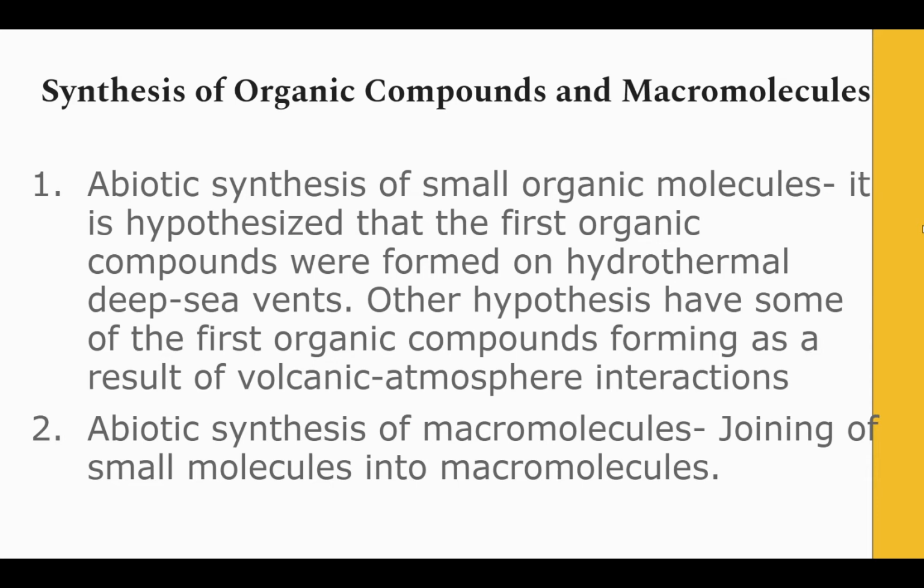Abiotic synthesis of small organic molecules. That's our first step. We have to get our first amino acid type thing, right? Because right now it's just a bunch of atoms chilling. So it is hypothesized that these formed in a couple different ways. One is deep sea vents, and the other is volcanic atmospheric interactions. Deep sea vents have a lot of weird chemicals and energies surrounding them.